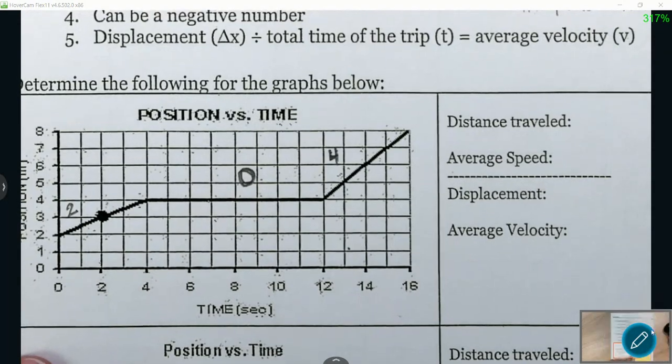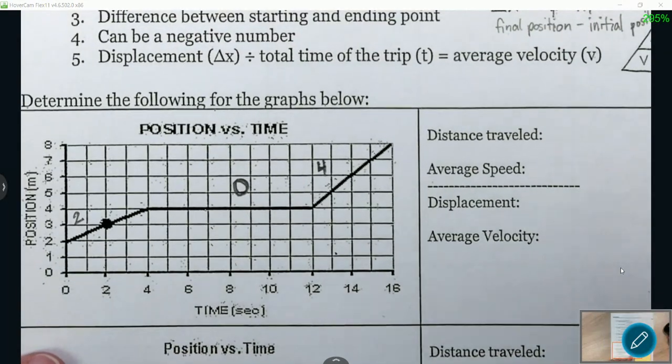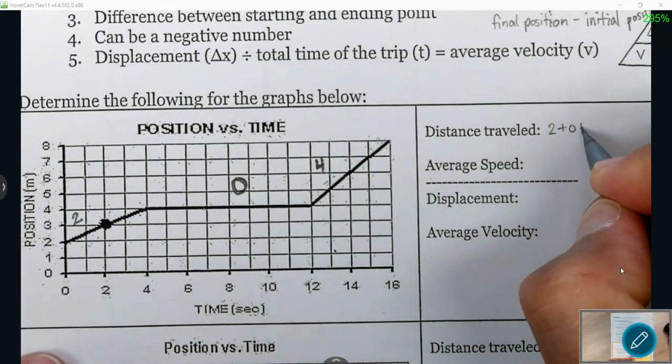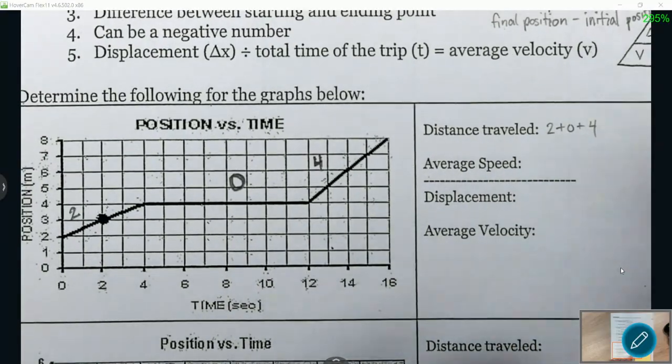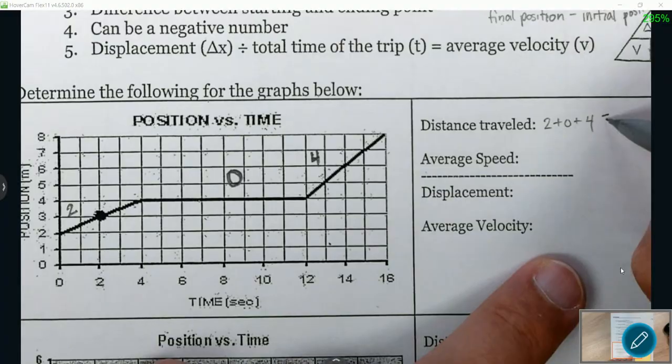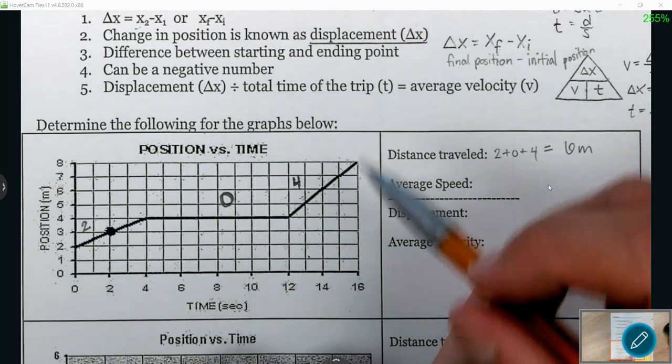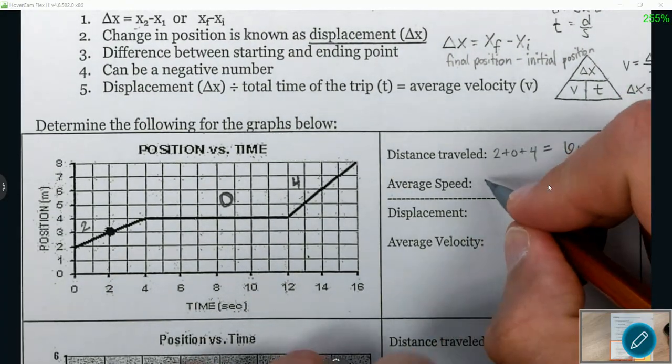So to figure out the distance traveled, add all the line segments up. 2 plus 0 plus 4. Obviously, you don't need to write 0, but I'm just showing you so you don't think it just disappears. And that is 6 meters.